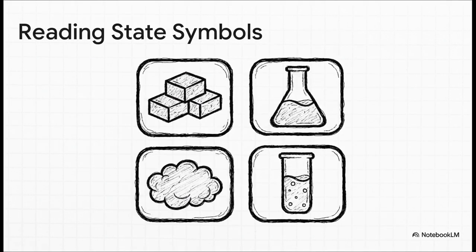Now there's just one last little bit of detail we need for our sentence. Chemists use these little symbols in parentheses to say what state each chemical is in. You'll see S for solid, L for liquid, G for gas, and one you'll see all the time, AQ for aqueous, which just means it's dissolved in water.